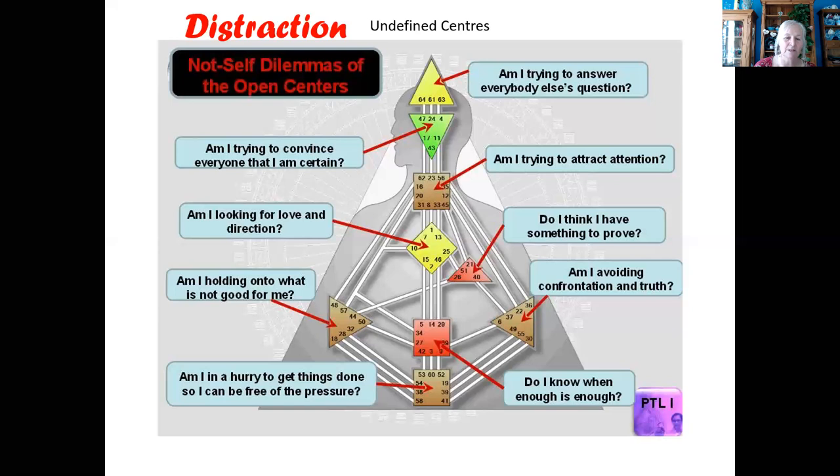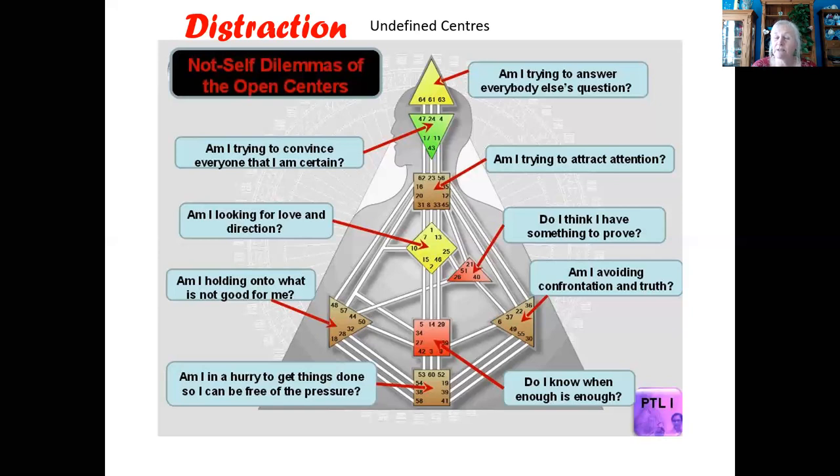And then the last one on the left is the spleen. Am I holding on to what is not good for me? The spleen, remember, is about our health and well-being and survival. So the theme here is not knowing what's healthy to hold on to or what should be let go of. Am I holding on to what's not good for me? How do I know what's not good for me and what is good for me? And am I just holding on to it because I'm afraid to let go of it?